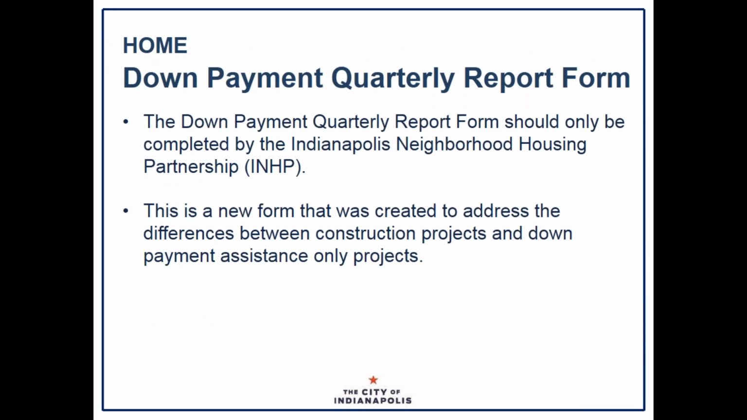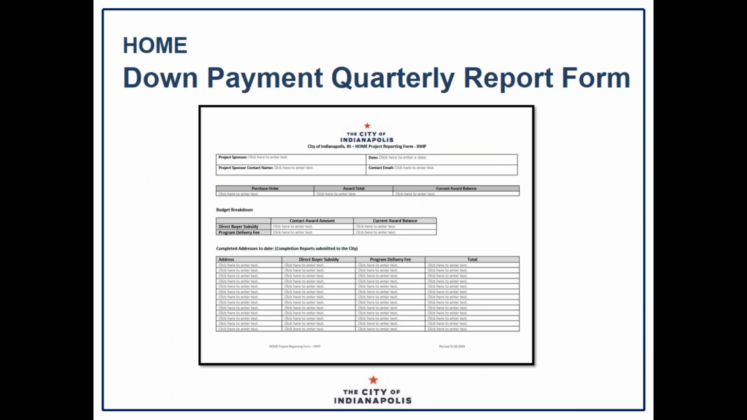Okay. All right, so now the next form would be the down payment quarterly reporting form. Like I said, this is just going to be for INHP, who handles the down payment assistance. This is a new form that was created to address the differences between the construction form and the down payment assistance form, because it's not going to collect the same information. We're collecting some of the same things, the general name and contact information. We also would like you to include your purchase order number and how much of your award you've drawn down as of that quarter.